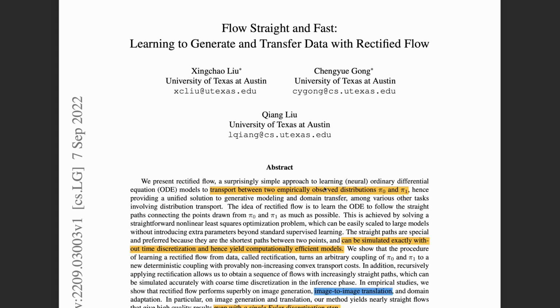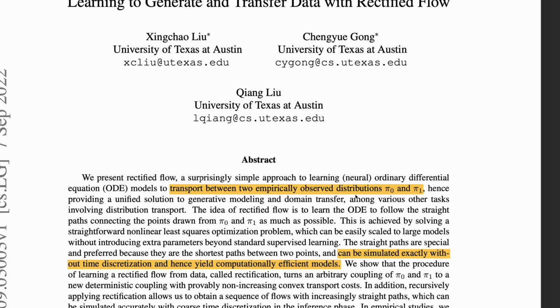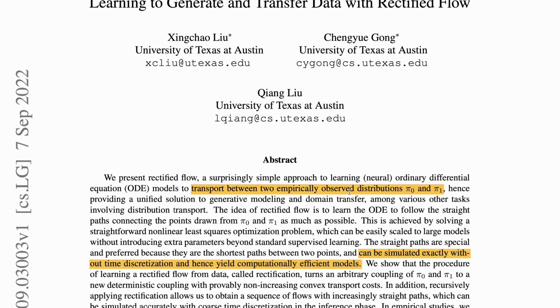Unlike diffusion models, which do a transport between a well-behaved distribution, such as a Gaussian distribution, and the data distribution, here we can run a transport between two empirically observed distributions. So what does that mean? That means I can have two data sets, pi 0 and pi 1. Let's say two data sets of images, and I can learn to go from one to the other.